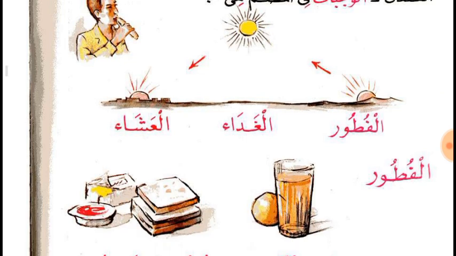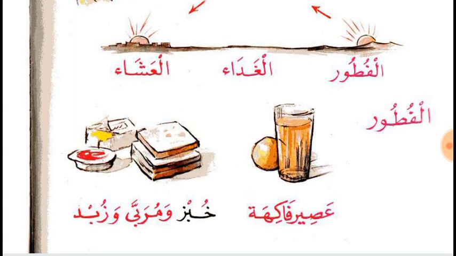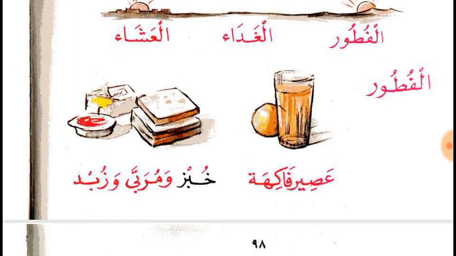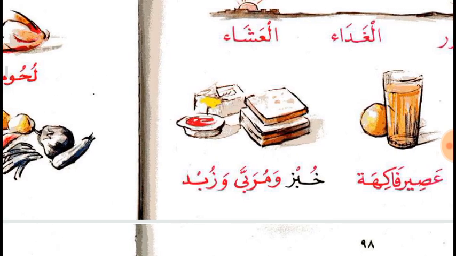Okay sir. Following: Al-futur means breakfast, al-ghada means lunch, al-asha means dinner. Breakfast: asir, fakiha, juice of fruit, fruit juice. Khubz means bread. Murabba, jam. Wa zubd, butter. Bread and jam and butter.